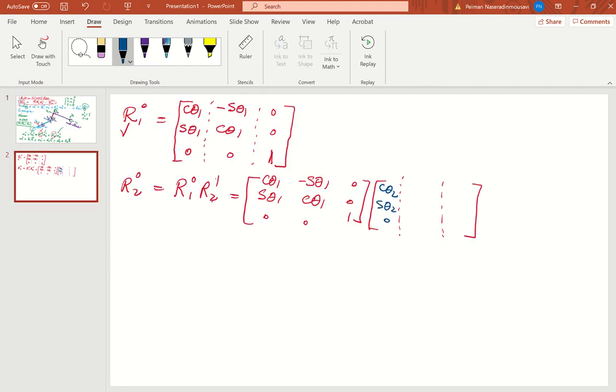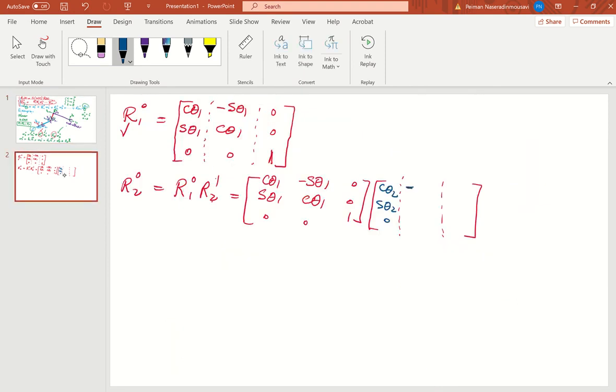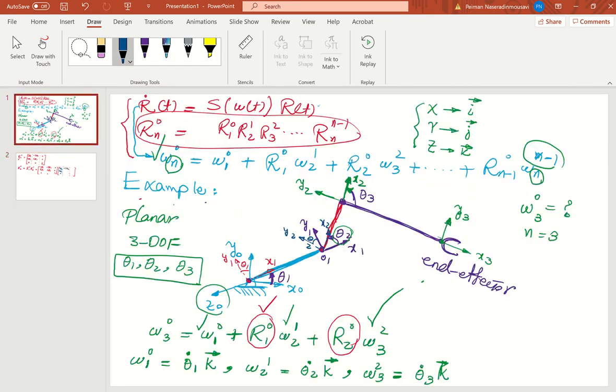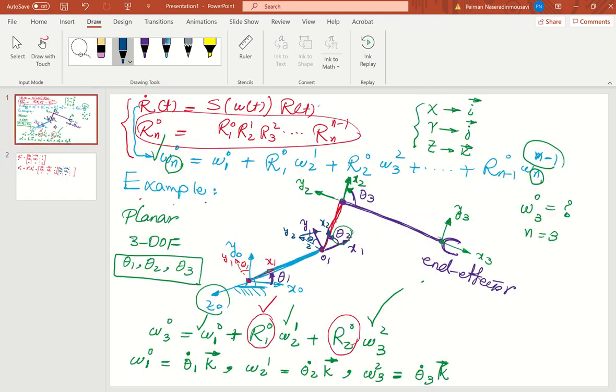And 0, because the z's are parallel here. Y1 is going to be minus sine theta 2, minus sine theta 2. And y2 with respect to y1 is cosine theta 2. Here, the projection here, cosine theta 2, and obviously 0. And the z's are, sorry, both of these are out of the page.